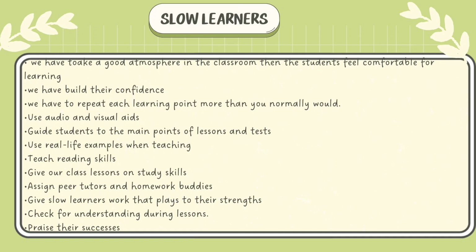so that a slow learner can more easily understand. Teach reading skills, give our class lessons on study skills, and assign peer tutors and homework buddies rather than encouraging competition among our students. Facilitate a culture of mutual help. Put our students in pairs so they can help one another learn new material. Alternatively, we can train some of our fast learners and more patient students to be peer tutors, students who help other students understand their assignments.